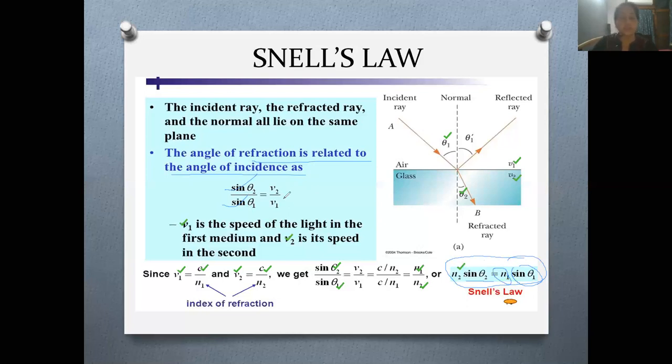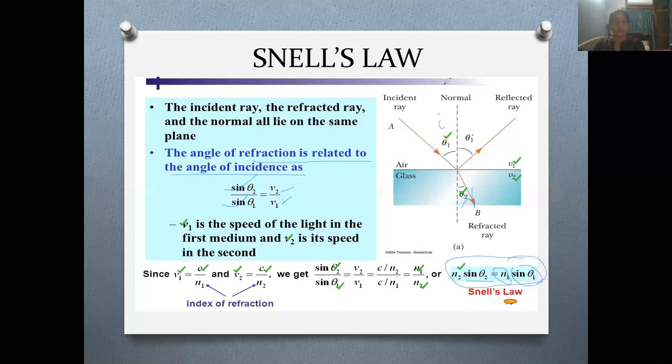Just reverse this equation. So sine theta 1, that is sine i. This theta 1 is nothing but i, and sine theta 2 is nothing but r. So in place of theta 1, if you write sine i upon sine r, it is equal to v1 upon v2. That is the ratio of the velocity of light in those mediums. So this is Snell's law.